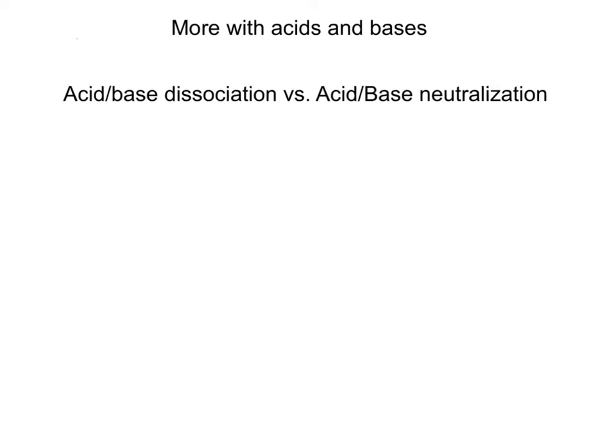Okay, so up until now we've spent a lot of time talking about acid-base dissociation. There's a slight differentiation between acid-base dissociation and acid-base neutralization. While a lot of the conversation that we've had about acid-base dissociation, I've mentioned that there is an acid and there is a base, and it produces conjugate acid and conjugate base.